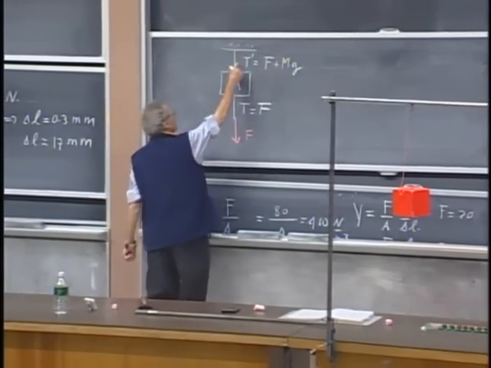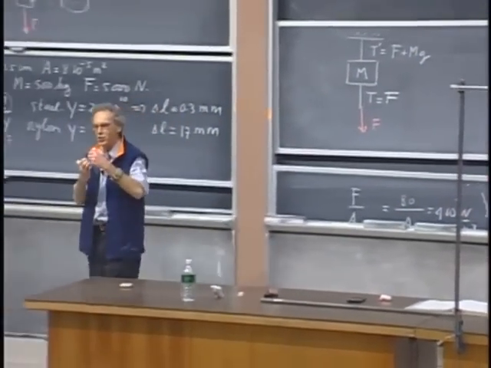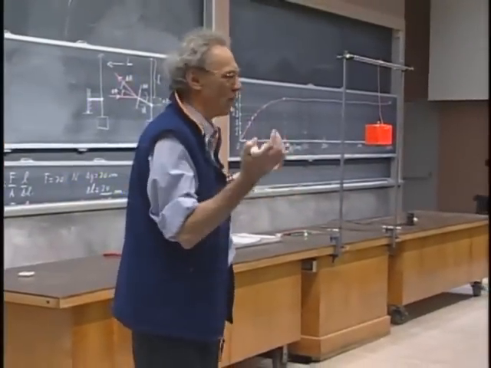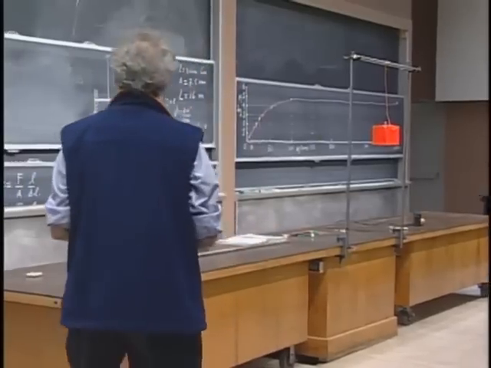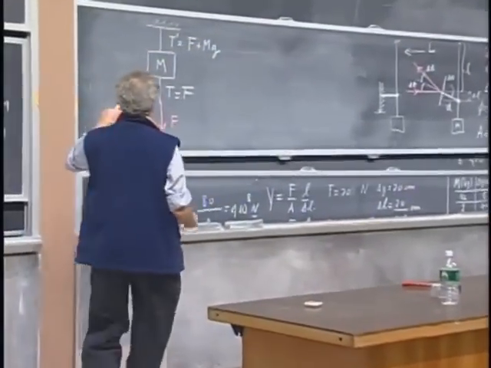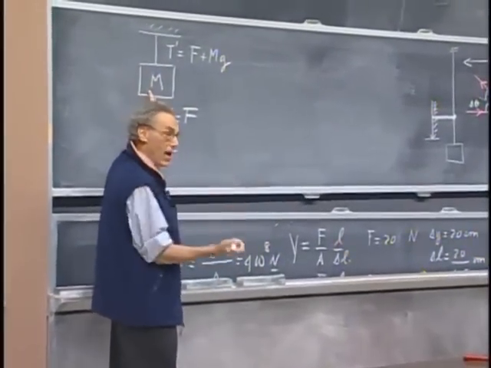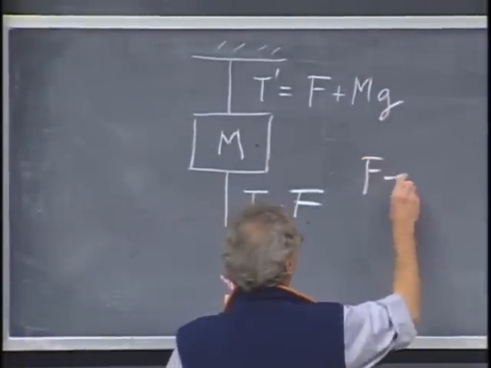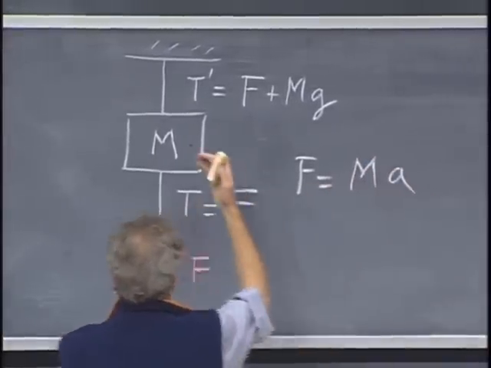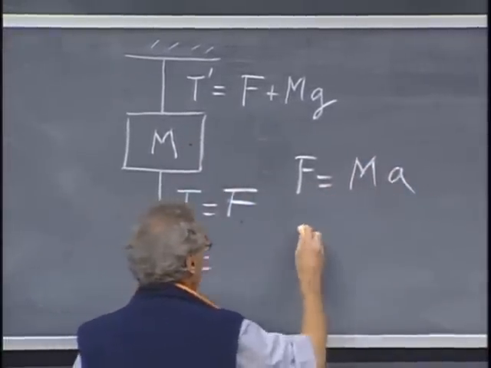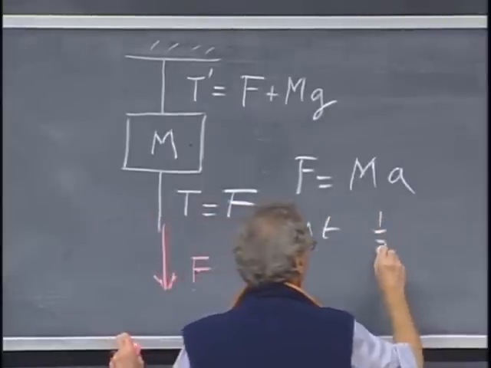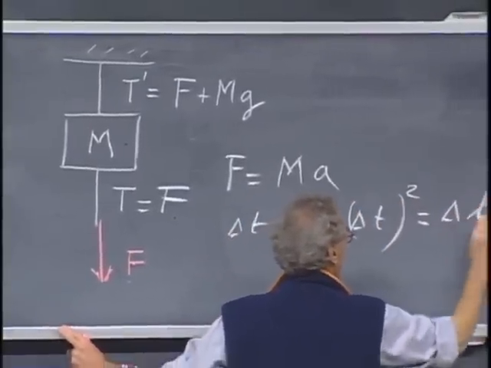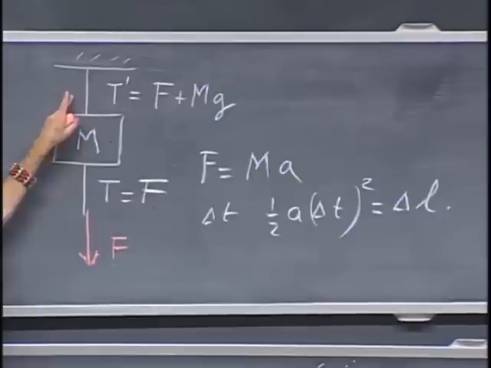Because what does it mean that this string is going to break? It means that the string has to get longer by a certain amount delta L before it says, sorry, I gotta go, and it breaks. For this string to get longer by a certain amount delta L, this block has to come down. Now, if I pull here with a certain force F, F equals ma, the block will come down with an acceleration a, and in a time delta t, it will move over a distance of order a delta t squared, which is that delta L that this string will feel.